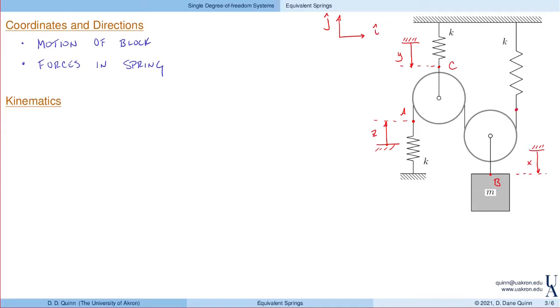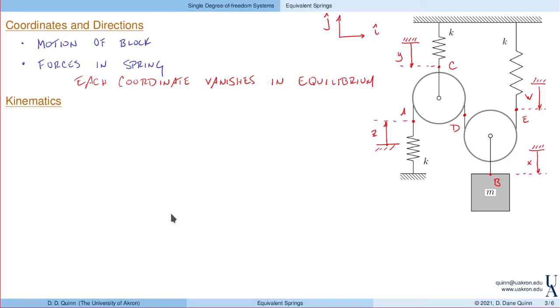And then finally, let's go and define two other points. This point we'll need in a second. Let's call this D. And E will measure the stretch in the spring on the right with a coordinate W. So once again, each coordinate vanishes in the static equilibrium position, which is what allows us to neglect gravity.